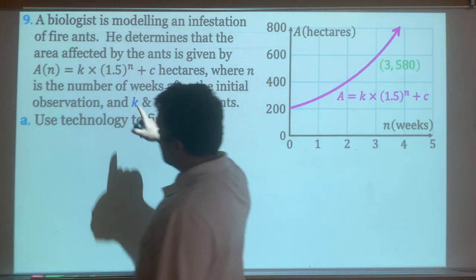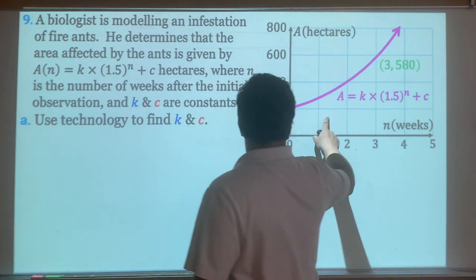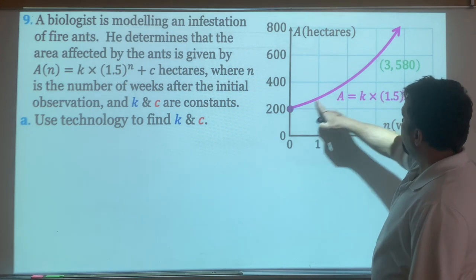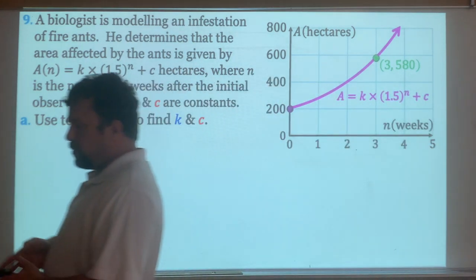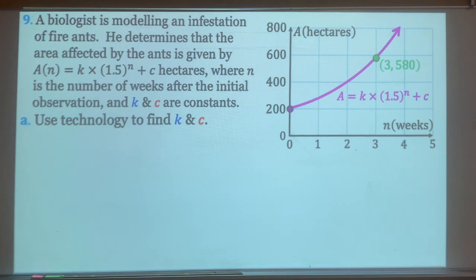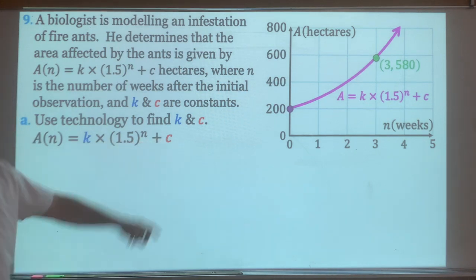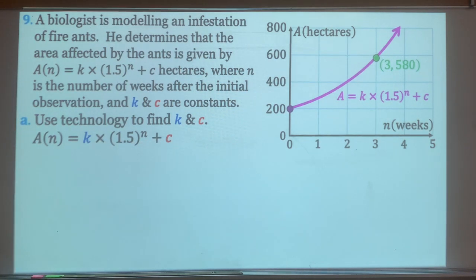We're going to use our technology to find out what K and C are. So here's what we know. We know there's a point at 3, 580, and we know there's a point here, our origin point. So we have two points. We're going to use those points to find our answers. So first, A of N equals K times 1.5 to the N plus C. So we've got to find K and we've got to find C. Okay? So what do we do first?